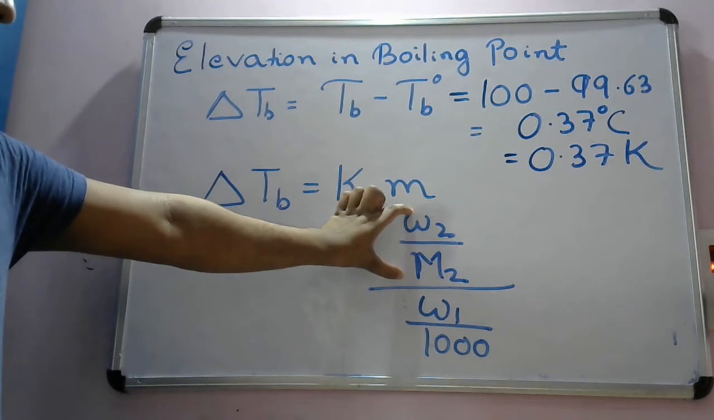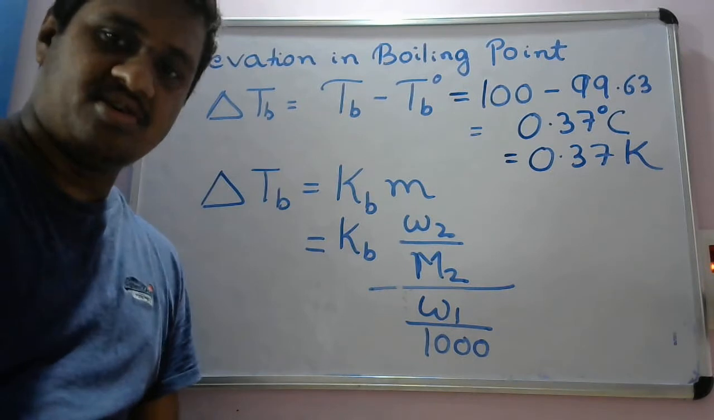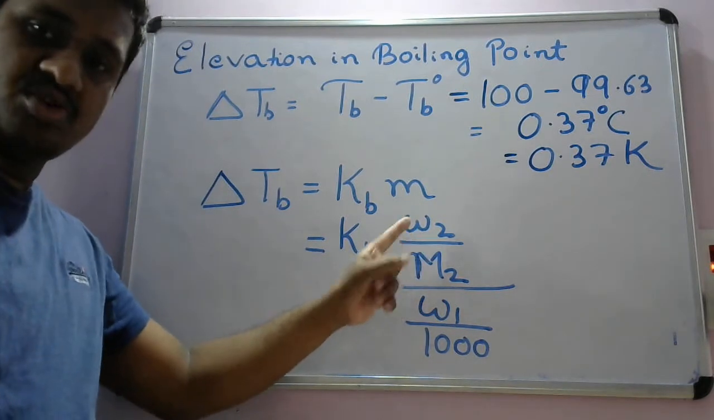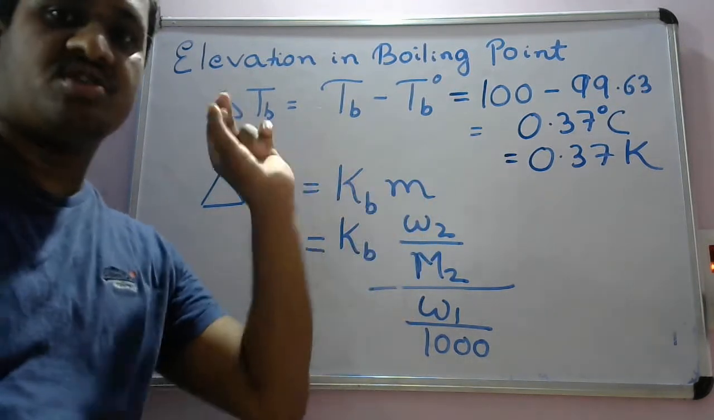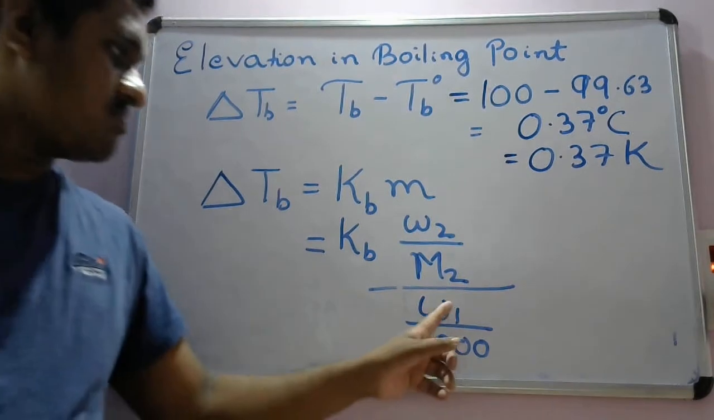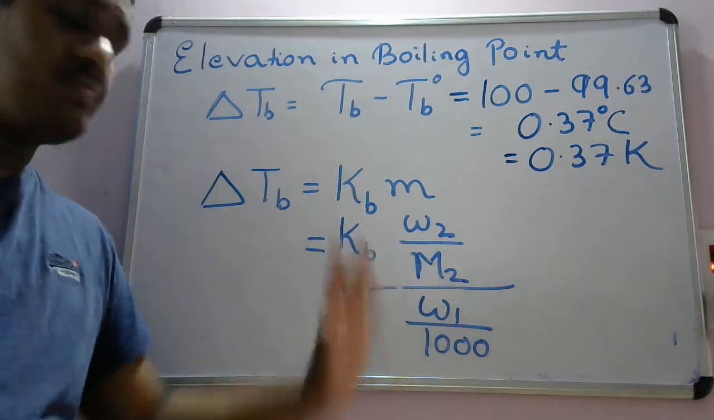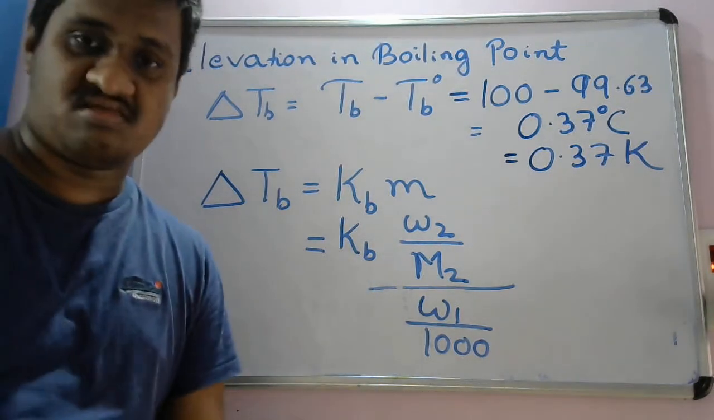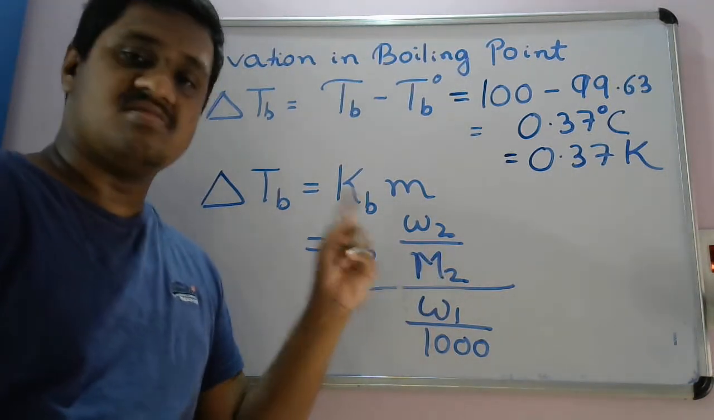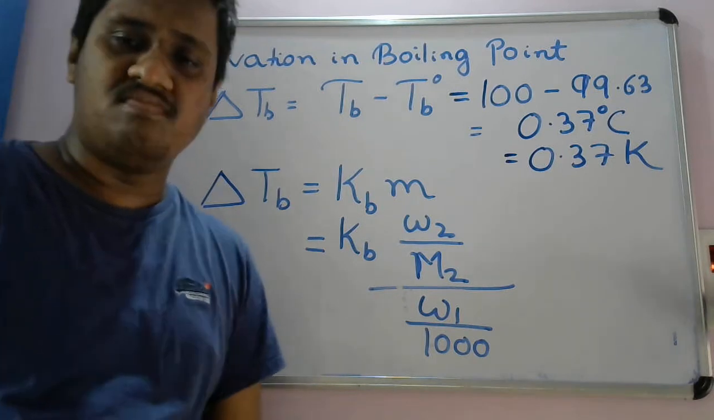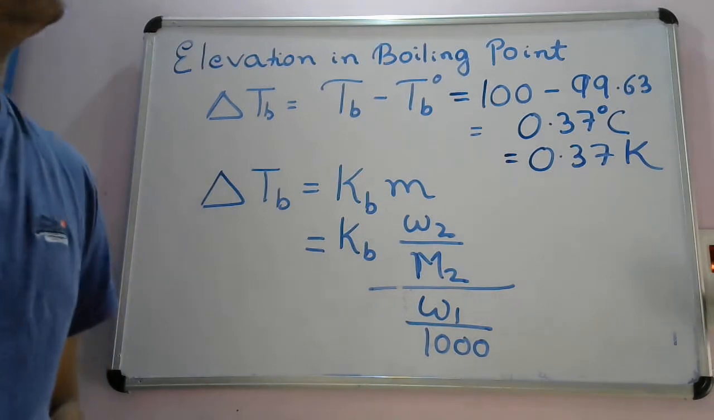W2 by M2 is number of moles of solute. Number of moles of solute is given by given mass of solute by molar mass of solute. Subscript 2 we always use for solute, and subscript 1 we use for solvent. So accordingly we have used. Small w is mass, so W2 means mass of solute, given mass of solute. Capital M is the molar mass, so capital M2 is the molar mass of solute. W1 again is the given mass of solvent.